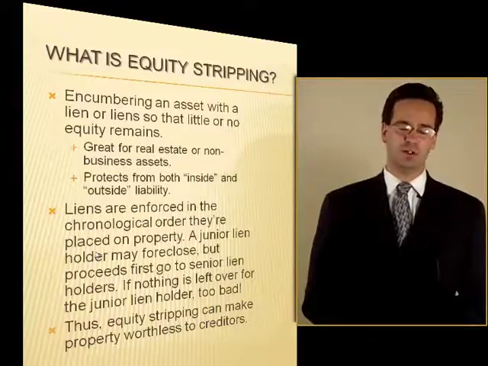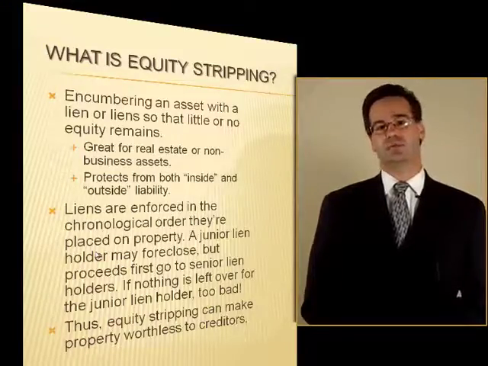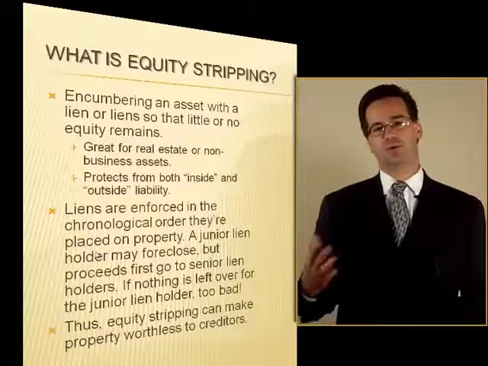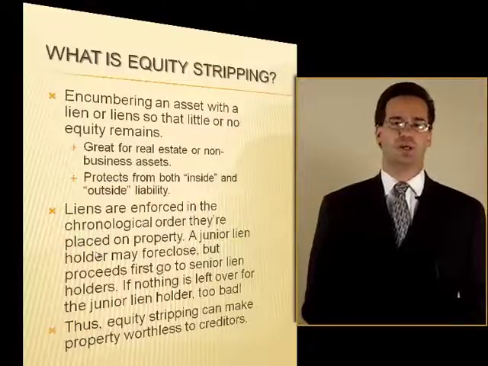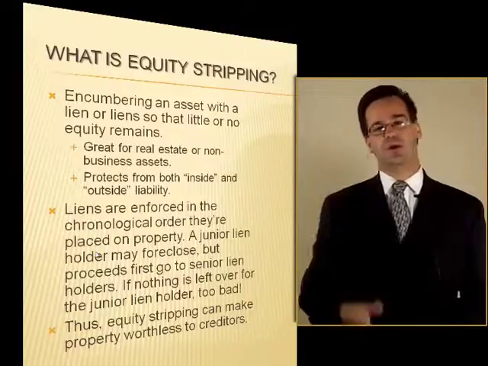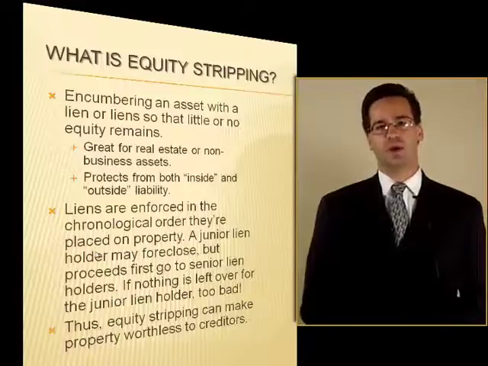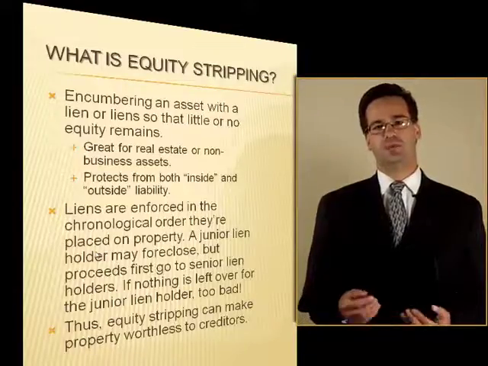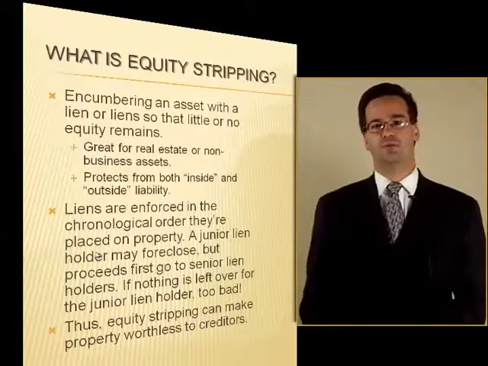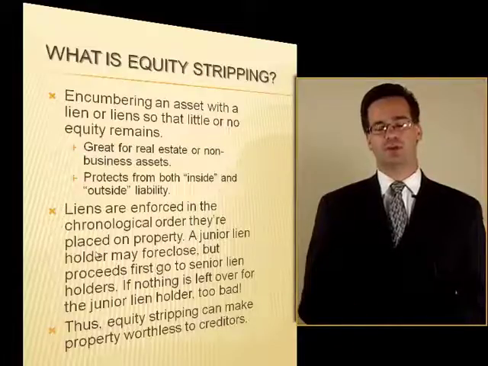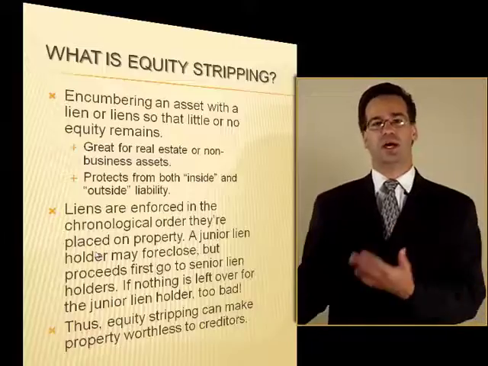So liens are enforced in the chronological order that they're placed on an asset. If we have a $200,000 property and I put a first lien on there for $120,000, and a judgment creditor later comes along and gets a judgment lien, a second lien for $100,000, let's say they foreclose on the property and it sells in foreclosure for $150,000. Well, the first lien is going to be paid off first, so that $120,000 is paid off. There's $30,000 left over for the creditor. He doesn't get that first $120,000. Even though his lien's $100,000, he only gets what's left over after the senior lien holder has been paid off.